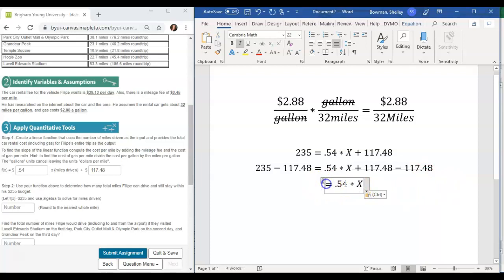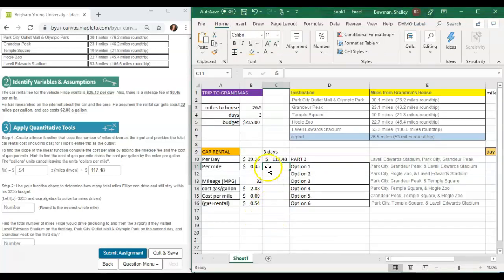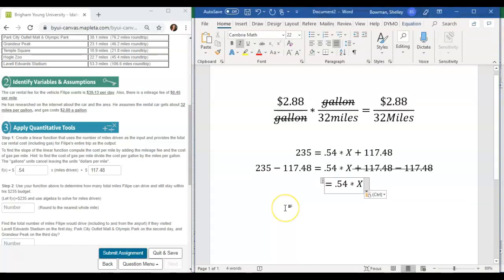Since that's all that's left on the right-hand side, and doing 235 minus 117, let's come down here and just put it in. We'll just do it here. 235 minus the 117.48 gives me 117.52. So we'll come back in here. 117.52 is my answer after this.